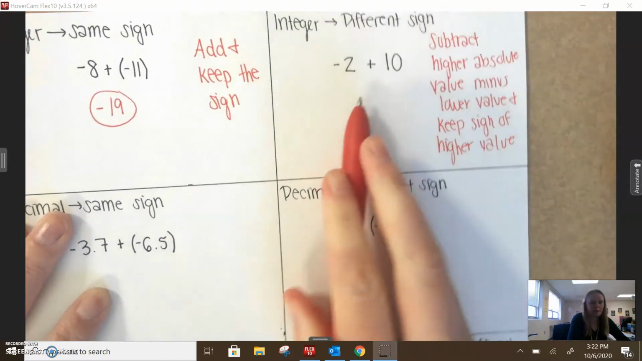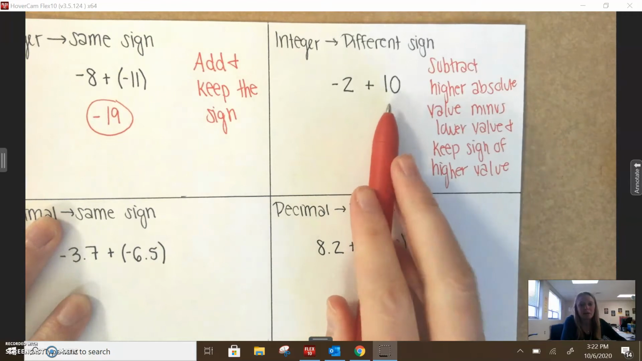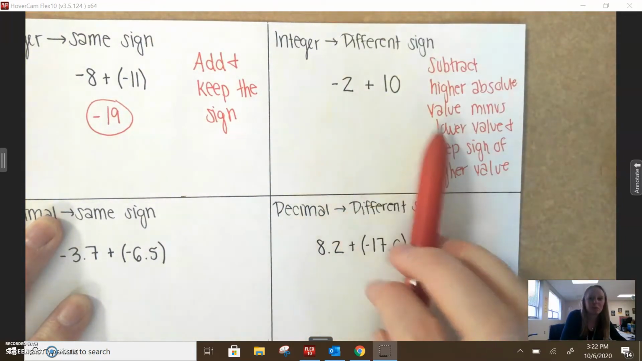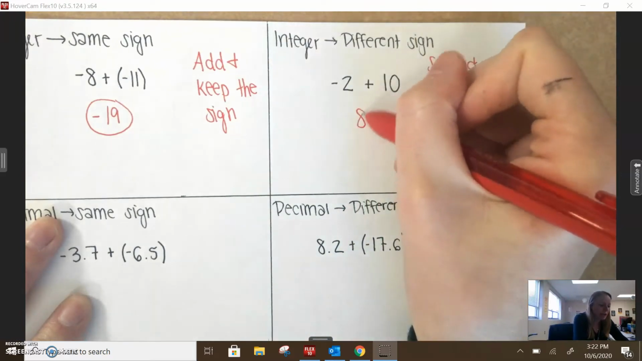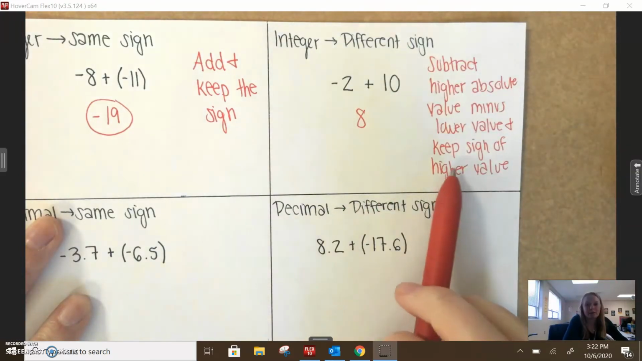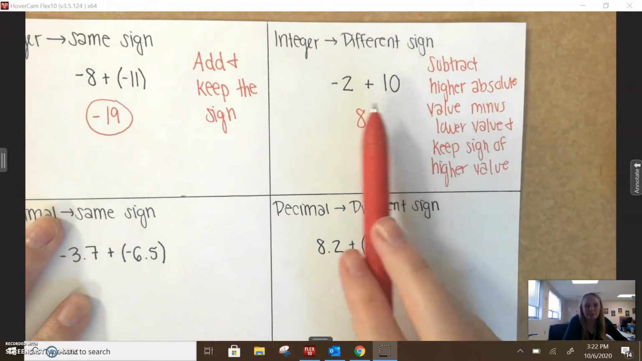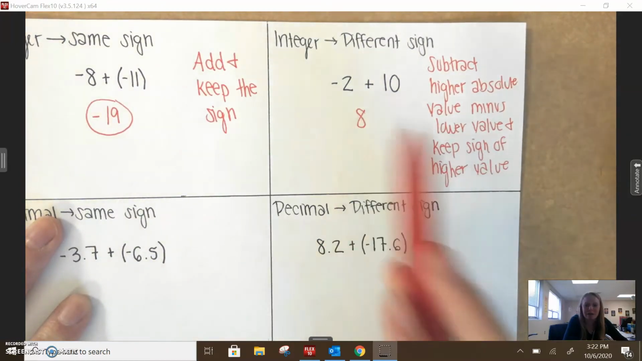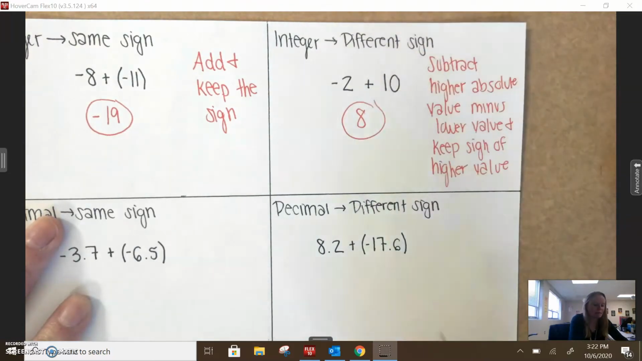So the higher absolute value here is 10. So I'm actually going to take 10 minus 2, because 2 is the smaller one, which gives me 8. Then I have to look at the sign of the higher absolute value. So negative 2 and 10. 10 had the higher absolute value. It was positive. I keep my answer positive.